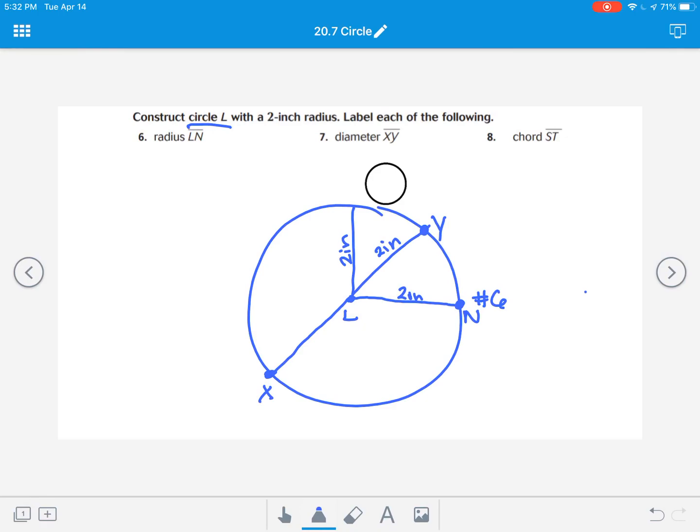Then number 8, we need a chord labeled ST. A chord just needs to be a line going across the circle with its endpoints both on the edge of the circle. So this is chord ST. That was for number 8. The label this one was for number 7 down here.